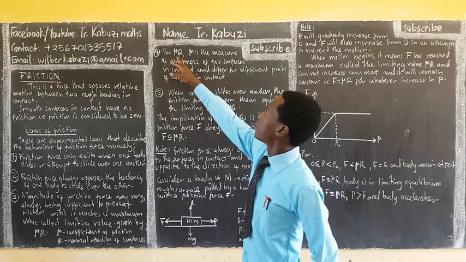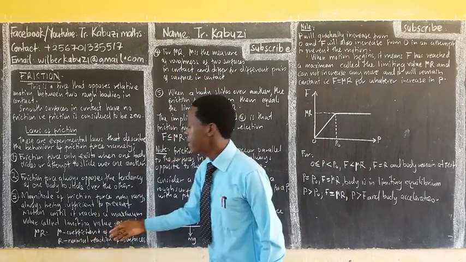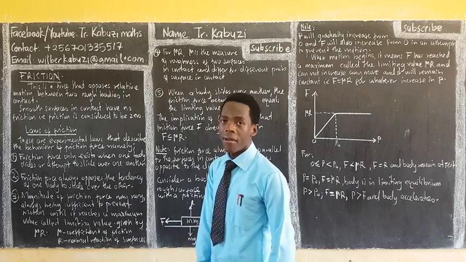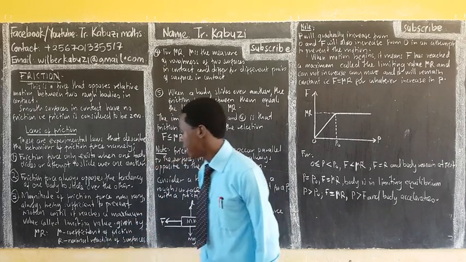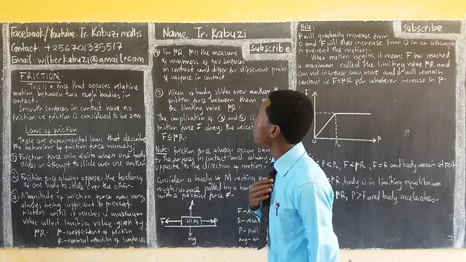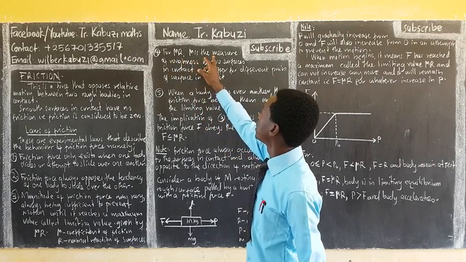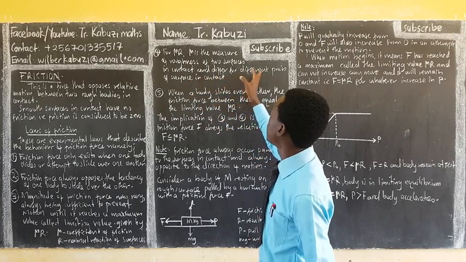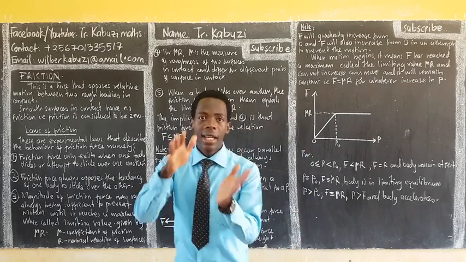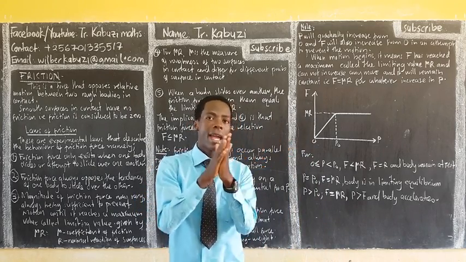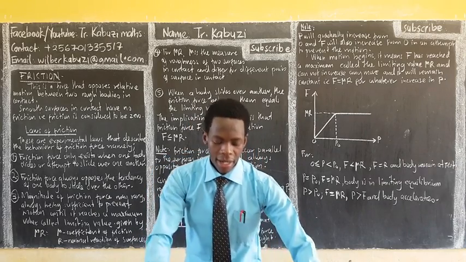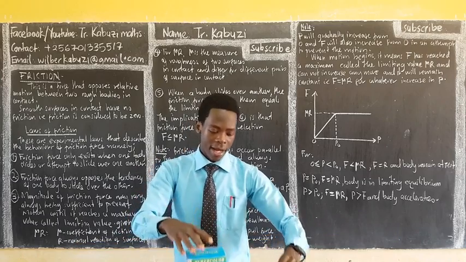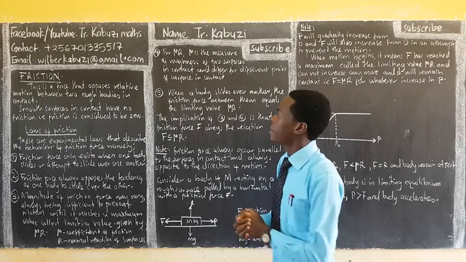The limiting value is given by mu R, where mu is the coefficient of friction, which is basically the roughness of the two surfaces in contact. Then R is the normal reaction of the surface, as we saw. Mu is the measure of roughness of two surfaces in contact and differs for different pairs of surfaces. So the mu, the roughness of my hands, is going to be different from the roughness between this ruler and the box. That mu depends on the pair you are having.